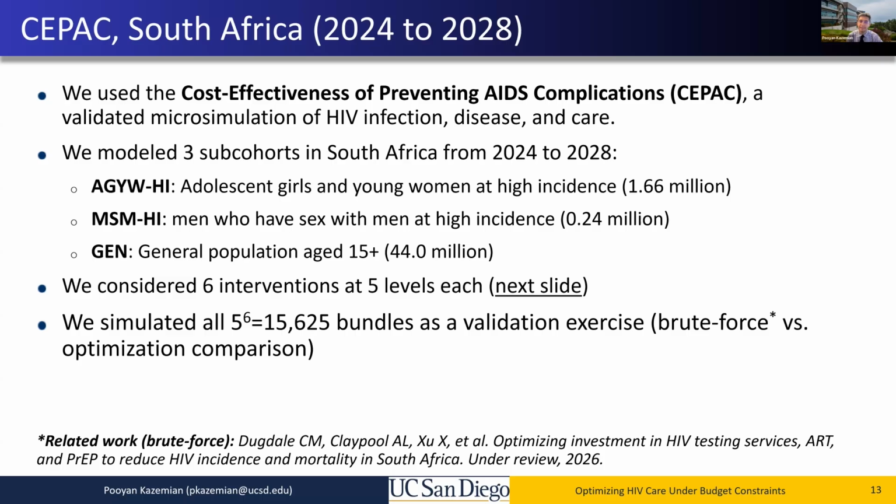We also considered 6 interventions at 5 levels each. I'm going to show you the interventions and the levels on the next slide. And then we simulated all of the possible combinations of these interventions at different levels, and that is over 15,000 combinations or bundles of care. We simulated all of the 15,000 bundles of care in CPAC so that we can compare the brute force approach against the optimization approach and see if these two approaches will match.